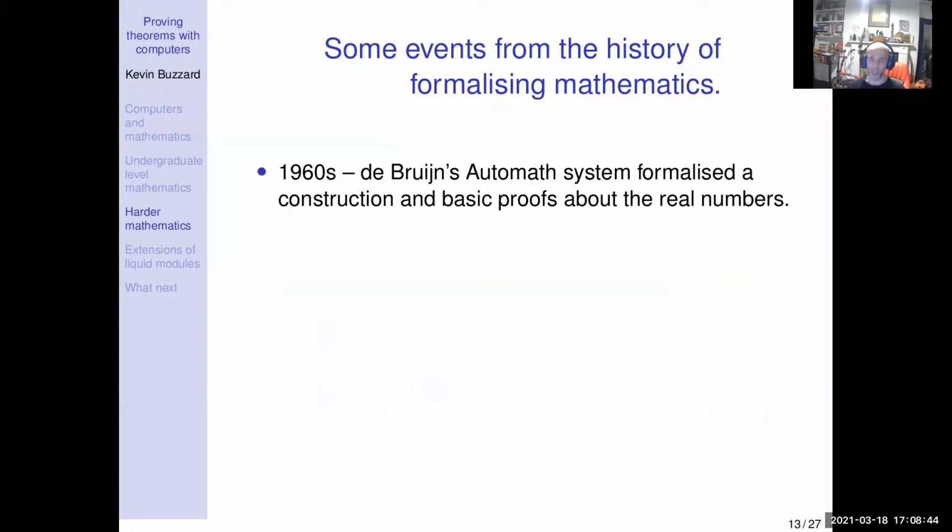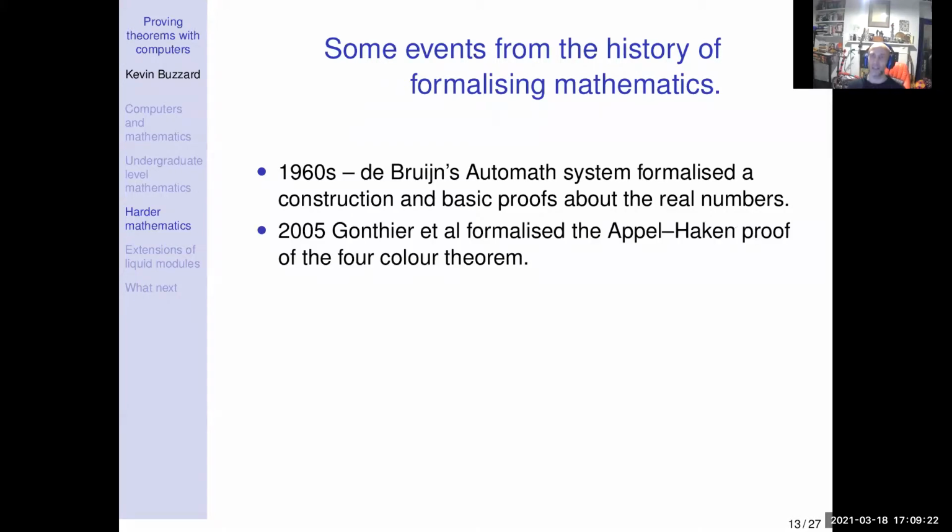So let me tell you some of the results that have been formalized over the last 50 odd years. The very early system written by de Bruijn: he and a student managed to prove basic facts about the real numbers. They constructed the real numbers as equivalence classes of Cauchy sequences and proved they were a complete ordered field. And if you think about it, you've seen what the systems look like. The idea is you tell it axioms, and then you can tell it basic proofs. And these things are basic proofs, really. This is first year stuff.